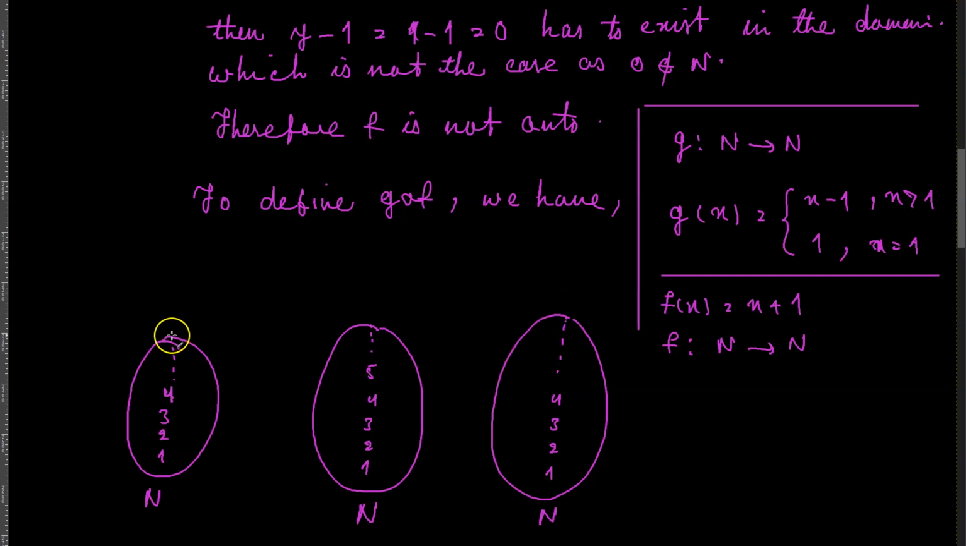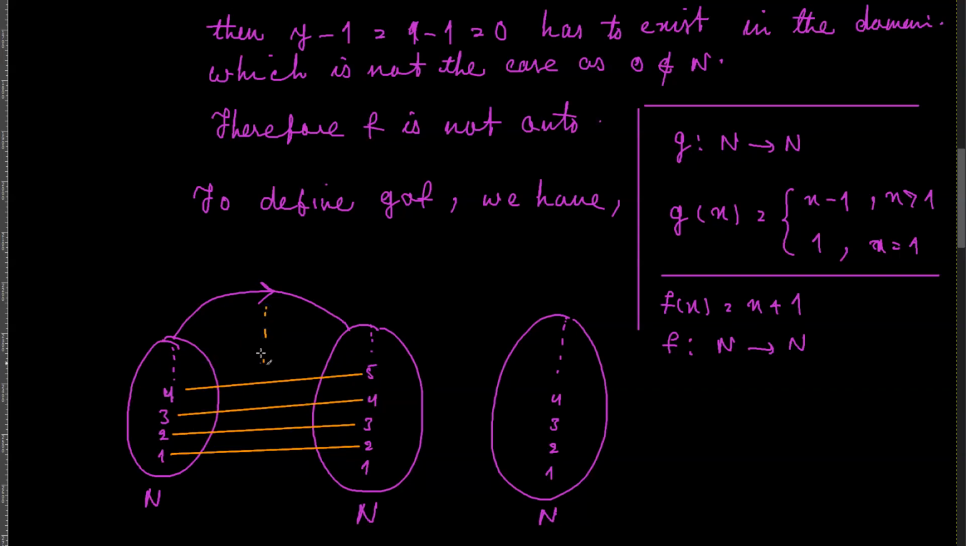If I assume that f is a function that goes from this set to this set, so every input is mapped to some output which is one higher than that input, meaning that 1 is mapped to 2, 2 is mapped to 3, 3 is mapped to 4, 4 is mapped to 5, and so on and so forth. And so you can see that 1 is not mapped to from any of these elements here, and so you can say that f is not onto, right?